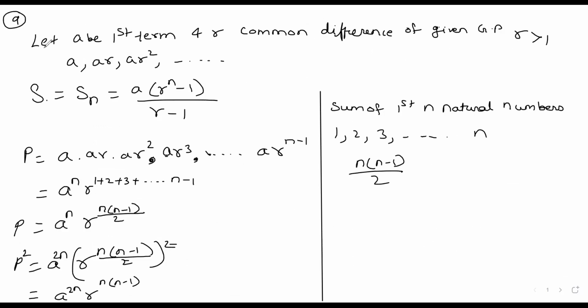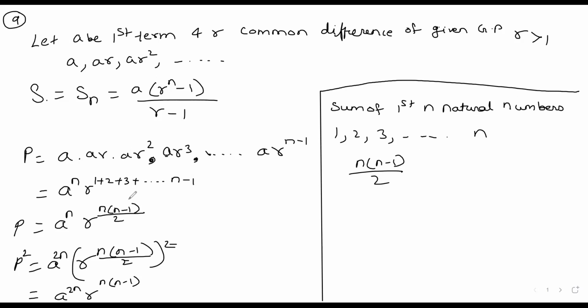Again, I will come with this. See, if the GP is A, AR square, and so on. So what is Sn? A into r raised to n minus 1 upon r minus 1. P is product of all the terms. So if we multiply, A is getting multiplied by n times, and r is getting multiplied for n times. So r will be 1 plus r square plus r cube and so on. So it will be r raised to 1 plus 2 plus 3 plus so on. Now here I have used a different method. Sum of first n natural numbers is n into n minus 1 by 2.